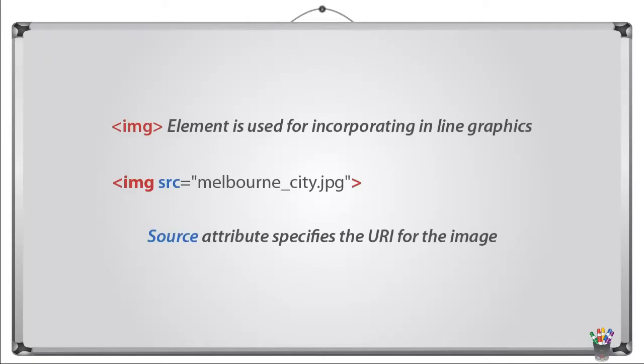Now, the image element is used for incorporating inline graphics. What that means is you want to have an image on your web page, therefore it needs to be included in an image element, or else the browser will not understand the markup language. Therefore, I want you to imagine a blind citizen, for example. Okay? It'll make sense to you in a minute.